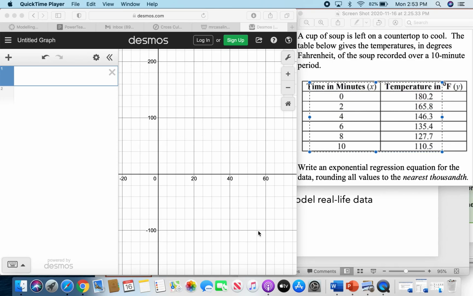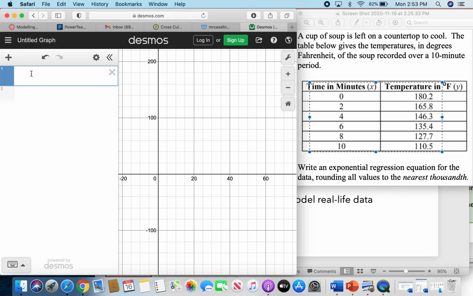Okay, we will go now to our third example, and it looks like it is an exponential regression, but I will still show that it really is an exponential regression against a linear and quadratic regression. So the problem tells us that this is a problem regarding a soup that's left on a countertop to cool in a span of 10 minutes. And of course, whether you do something about the soup or not, the temperature is going to go down.